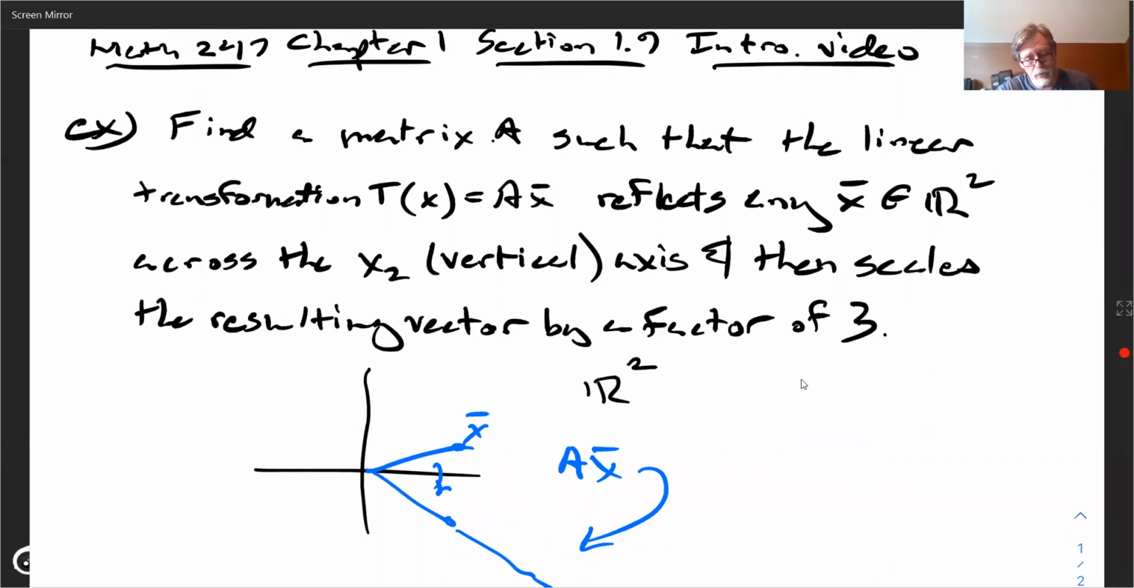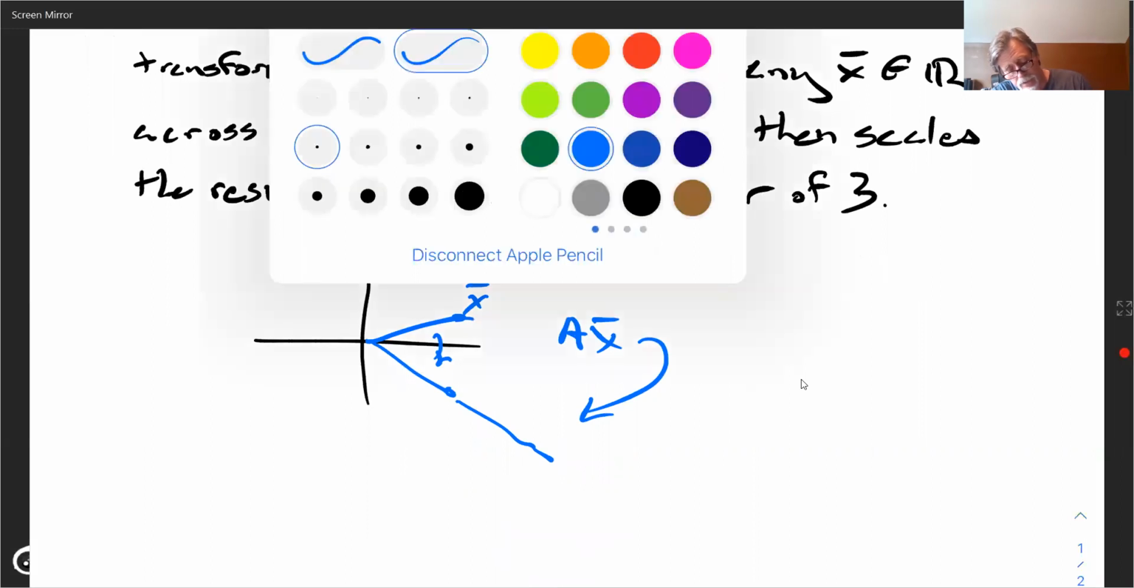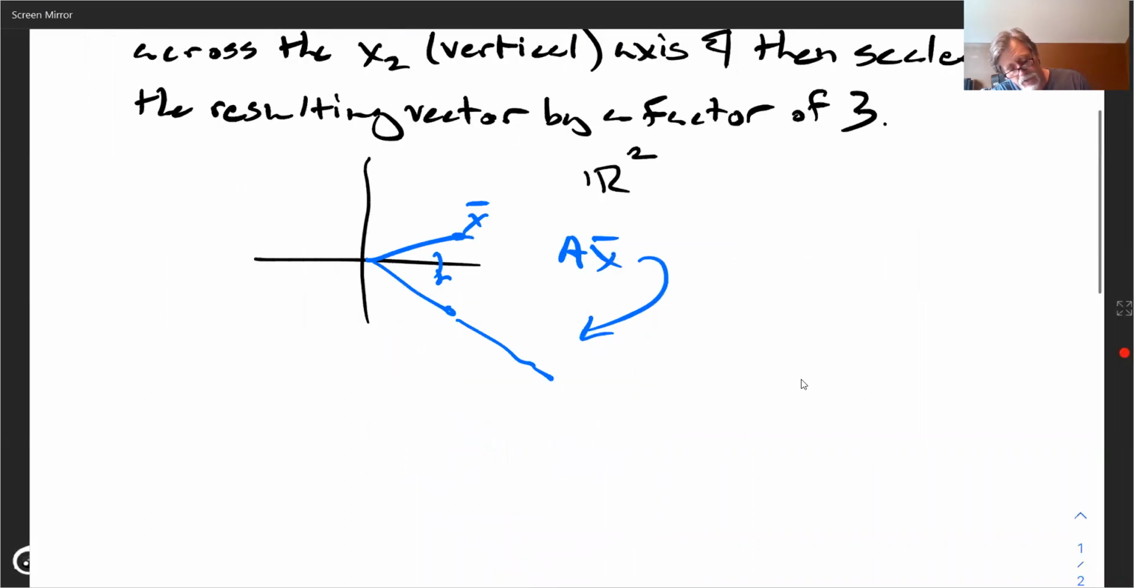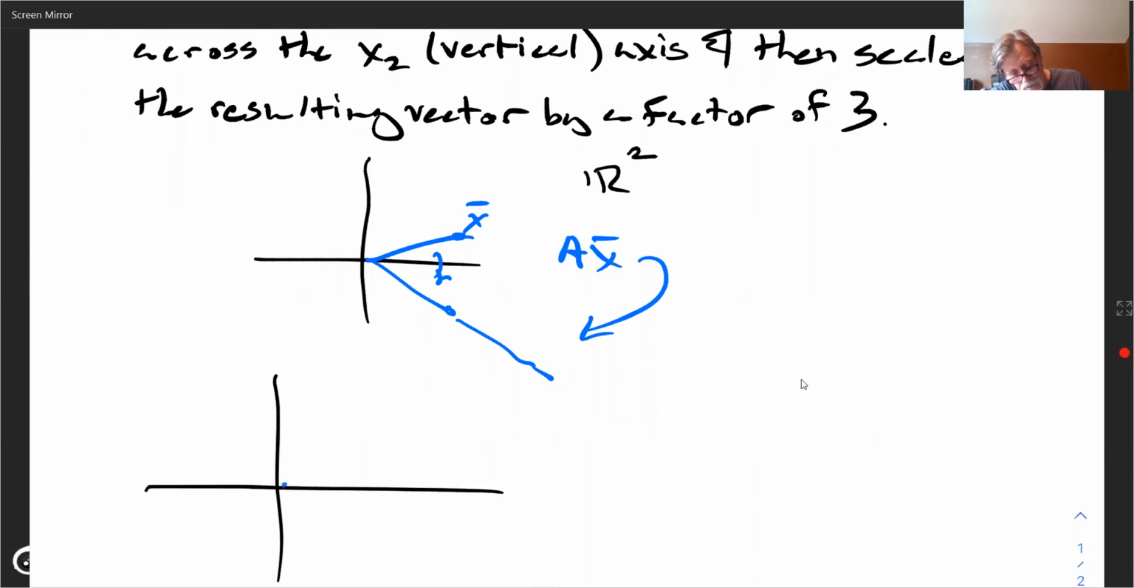So let's read it. Find a matrix A such that the linear transformation T of x equals A times x reflects any x vector in R2 across the vertical axis, and then scales the resulting vector by a factor of 3. Okay, let's see what they're talking about. Maybe I'll draw another picture here. So if I'm in R2, that's easy to see. Let's say I take a vector wherever it might be, say it's this guy. Call him x, all right?